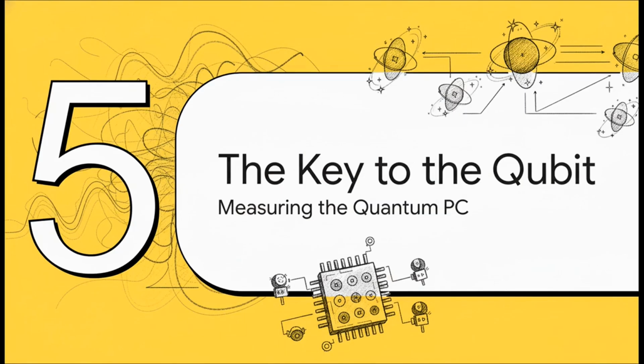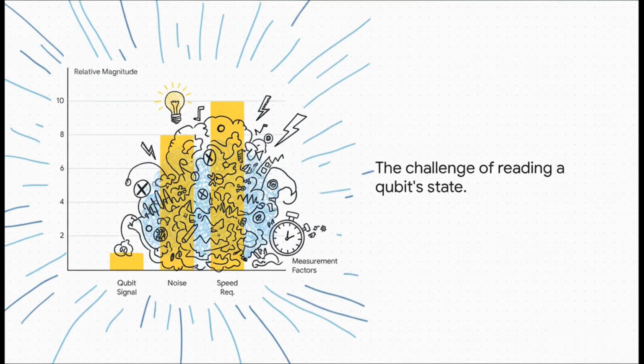Not even close. Decades later, Clarke's invention would become the essential key to unlocking the most cutting-edge technology of our time, the quantum computer. You see, the challenge of actually reading the state of a qubit is immense. The signal you're looking for is incredibly weak. Meanwhile, the noise from the environment trying to drown it out is incredibly high. And on top of all that, you have to do the measurement with blinding speed before that fragile quantum state just collapses into nothing.